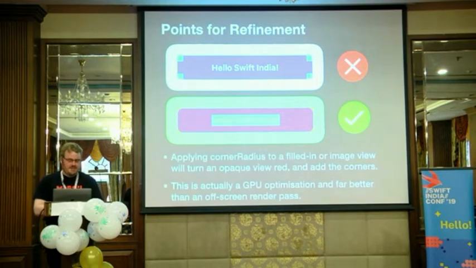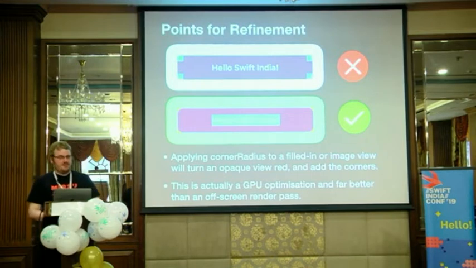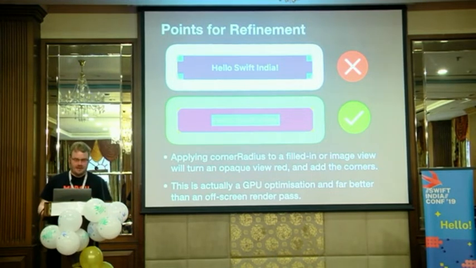Because what actually happens is, off-screen render passes are still very heavy, even on today's modern devices. But GPUs have gotten to the point now where alpha blends are basically free. You don't have to worry about them too much. So in the grand scheme of things, having a red background view instead of an off-screen rendered background view that is not red is actually better.